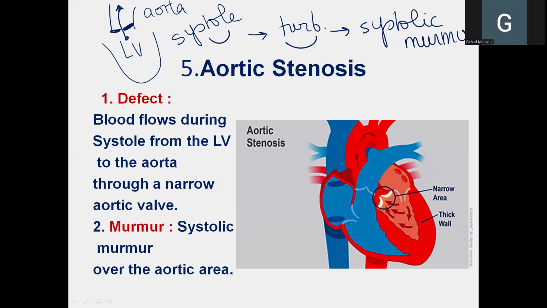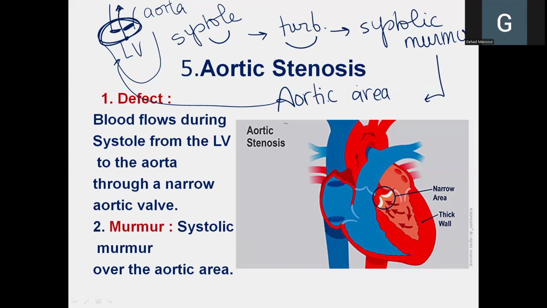But where do we best hear this systolic murmur? Over the aortic area. Why am I saying best here? Because you can hear it over the whole chest. You can hear it over the aortic area, over the pulmonary area, over the apex, but you can best hear it over the aortic area. Why? Simply because it originates in the aortic valve. What is the aortic area? It is the second intercostal space to the right of the sternal border.